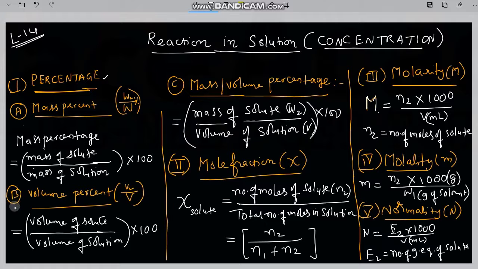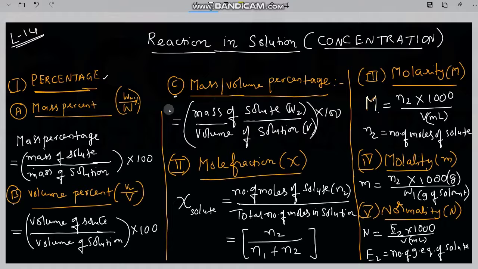Likewise, volume percentage. What is volume percentage? It means volume of solute by total volume of the solution into 100, where volume of solute is taken as V2 and volume of solution is taken as capital V. Coming to the third one, mass volume percentage: mass of solute by volume of the solution. Mass of solute is taken as W2 and volume of solution is taken as capital V, into 100. You can assume any other symbols also, there is no issue in that.